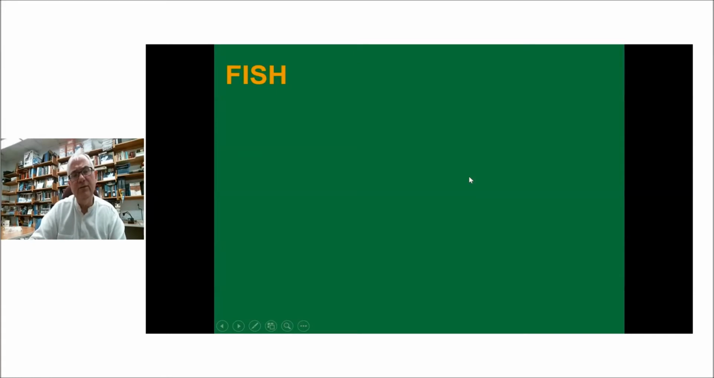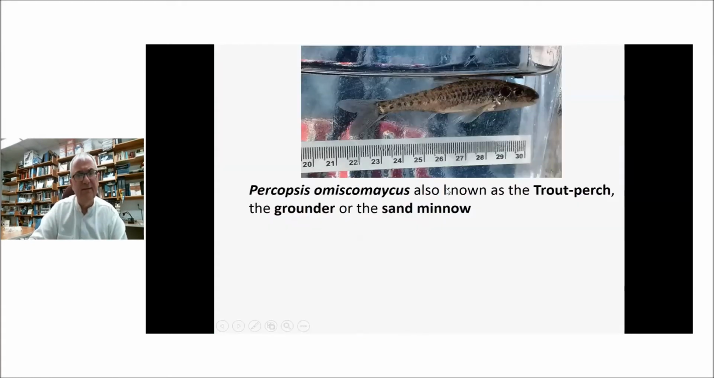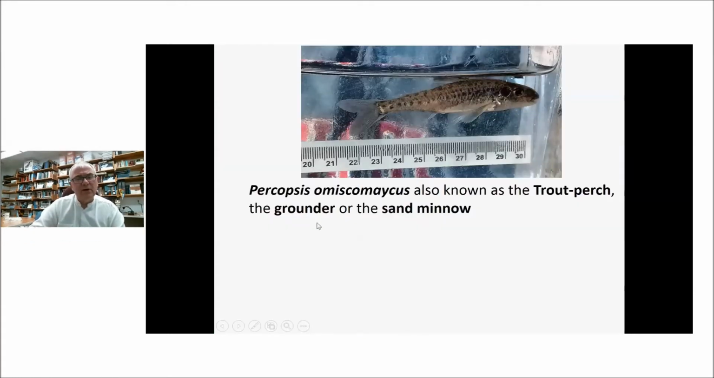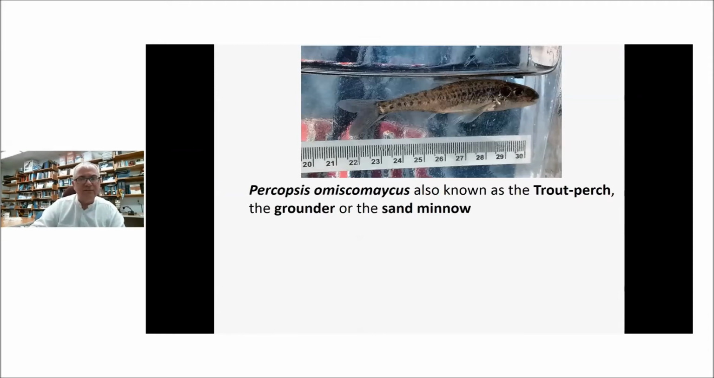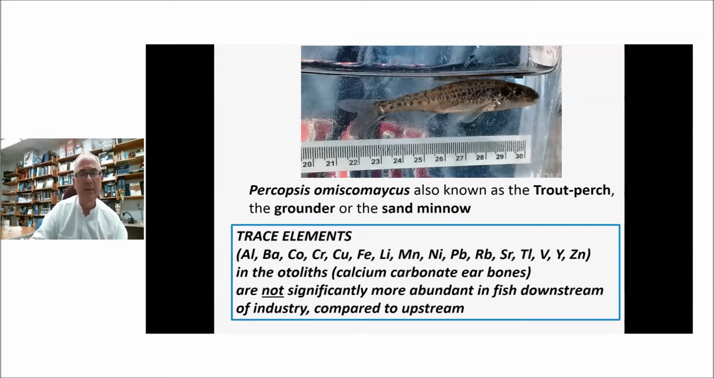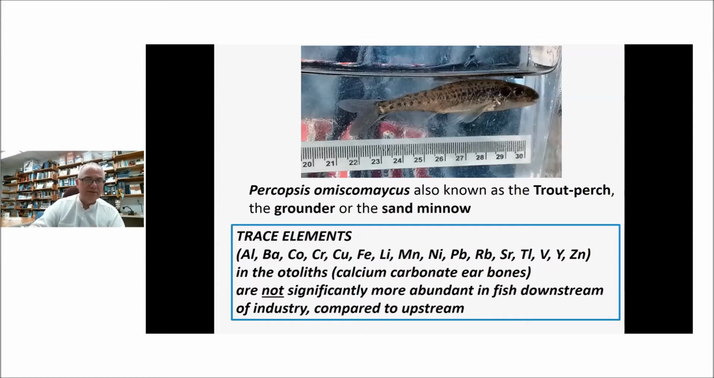We've also been looking at trace elements in fish. This is some work we're doing together with Mark Posch. The trout perch is a very small fish. It's a non-migratory fish, so it's been collected at different stations along the river. We've been analyzing the ear bone of the fish, and we've measured a long list of trace elements in the ear bone of the fish, and they are not significantly more abundant downstream of industry compared to upstream.